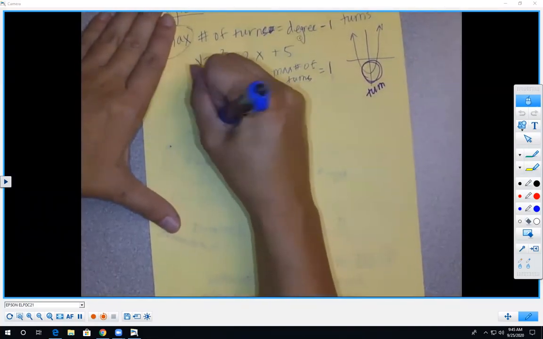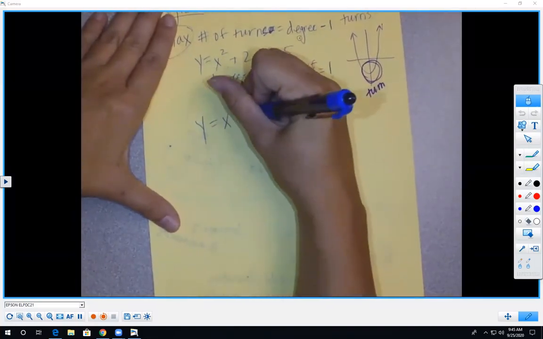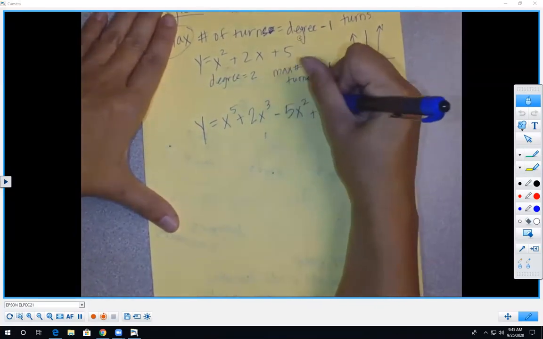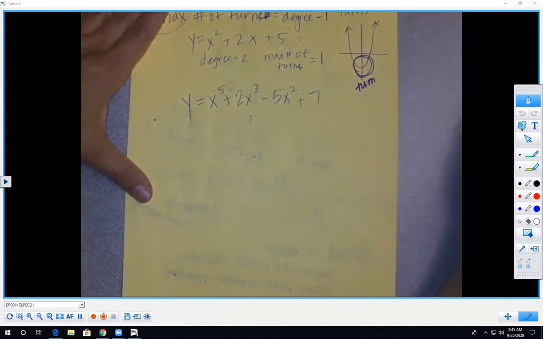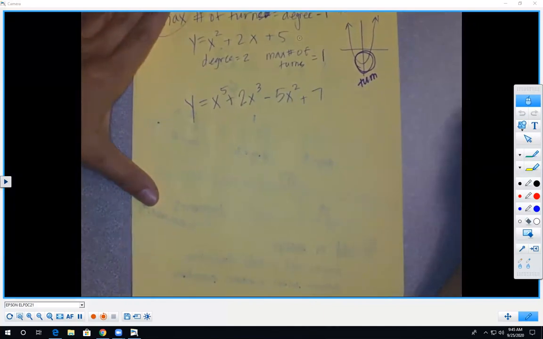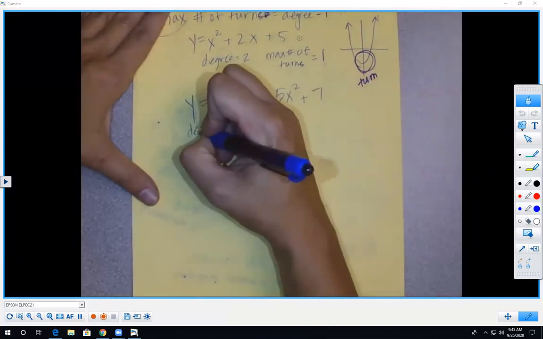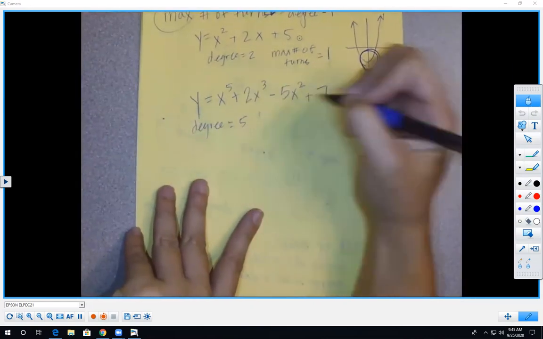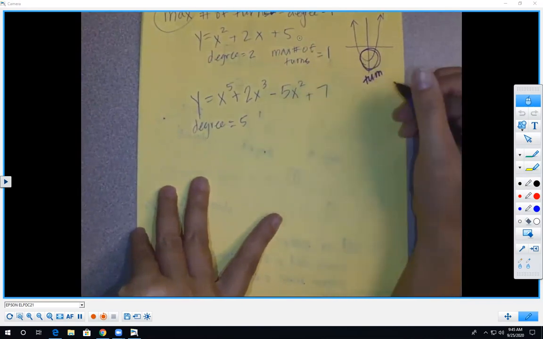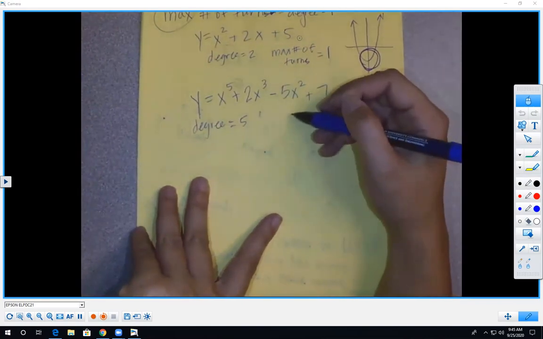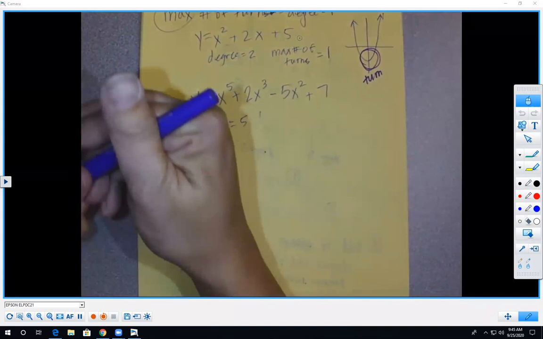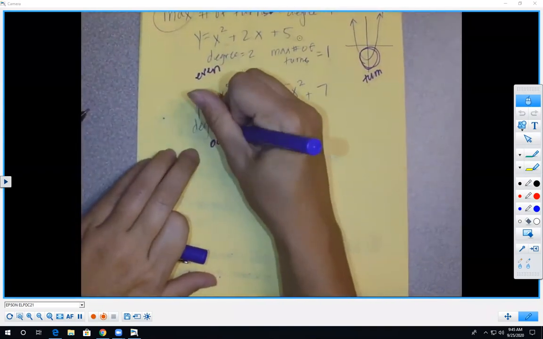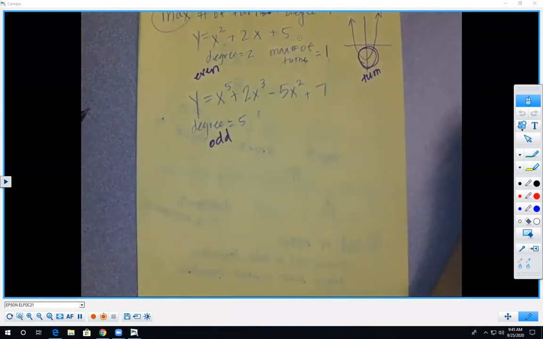If I had y equals x to the fifth plus 2x to the third minus 5x squared plus 7, what's the degree of that function? The degree is 5. Is this an odd function or an even function? I didn't write that on the last one. I'm going to go ahead and write it because I'm going to talk about that as soon as we're done with this problem. This one's an odd function because 5 is an odd number, right?